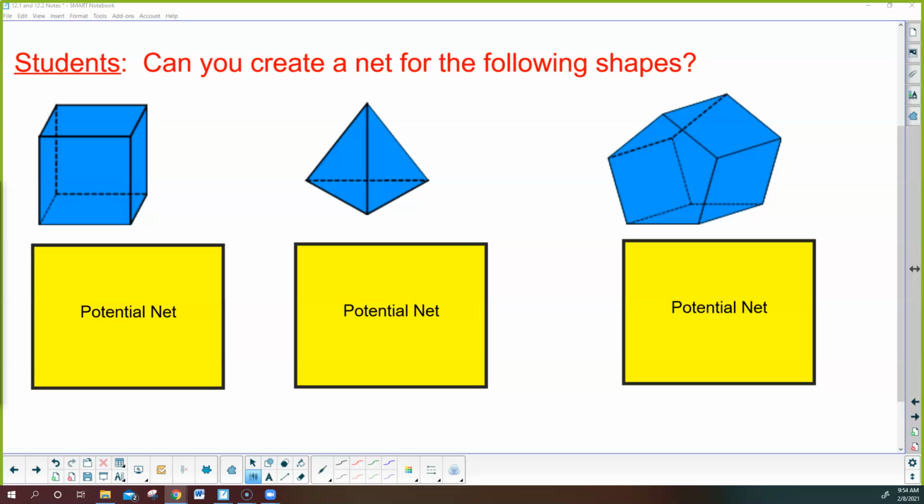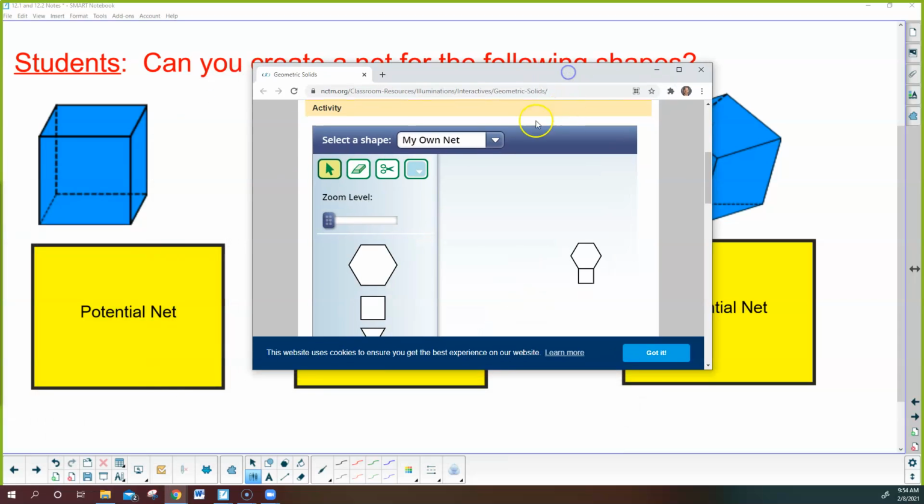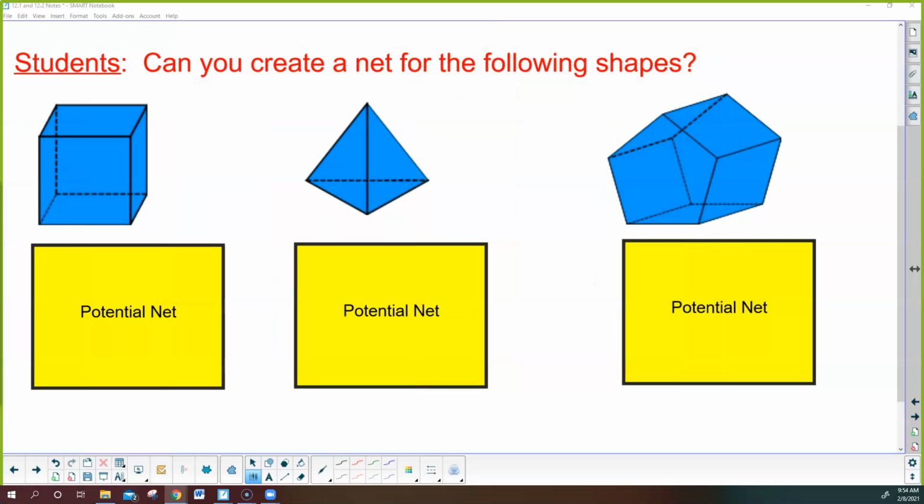All right. If you look in the chat, I just sent you that link. Remember, the first thing you need to do is go to the drop-down menu and go to create my own net. And I'd just like you to try this, and we'll give you a couple minutes on it. See if you can create each one. I think you might even be able to create them all on the same slide without erasing any of them. So when I show you my answers, you can check.